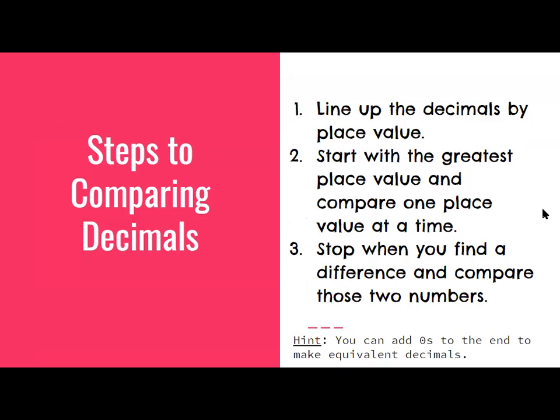So we have three steps that we can follow when we compare decimals. The first thing we want to do is to line up the decimals by place value. Then you want to make sure that you start with the greatest place value and compare one place value at a time. Stop when you find a difference, and then you're going to compare those two numbers. A little hint, you can add zeros to the end to make equivalent decimals. We can always add zeros to the end because it does not change the value of that decimal number.